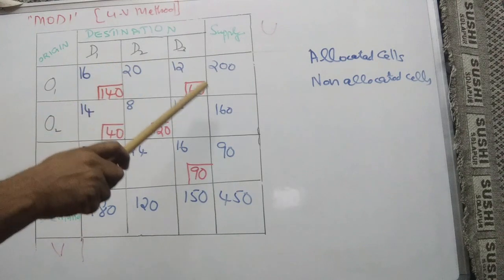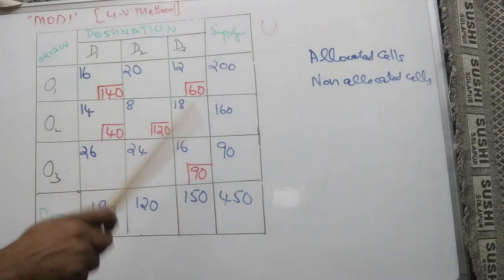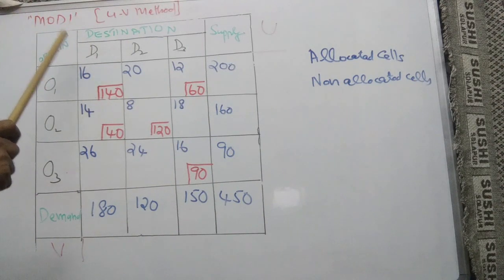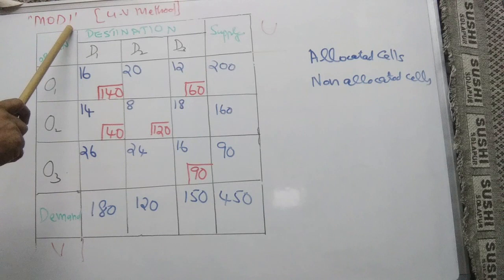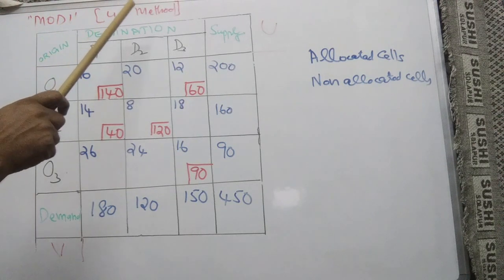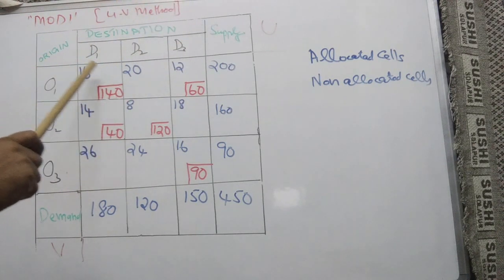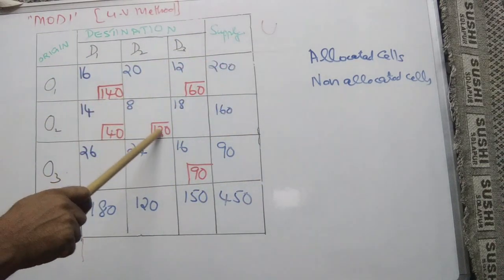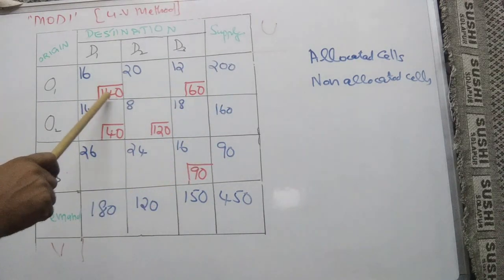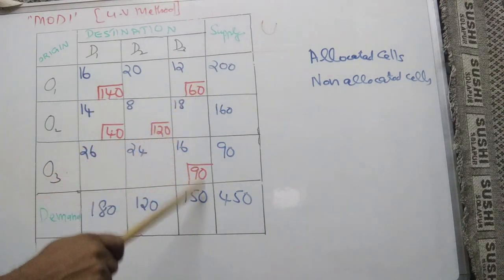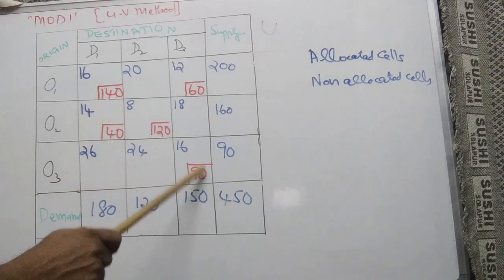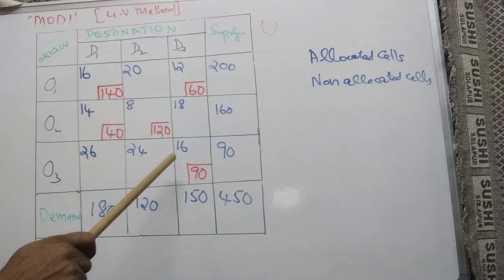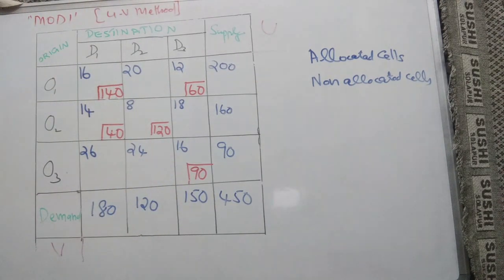This is the initial basic feasible solution by VAM. We are going to derive the optimum solution by using the method MODI. MODI method is also known as UV method. That is a procedure. This is the initial solution: 140, 60, 200, 40, 120, 160, 90, 180, 120, 90. 1, 2, 3, 4, 5 allocations. 3 plus 3, 6 minus 1, 5 allocations, non-degenerate basic feasible solution, just discussed earlier.